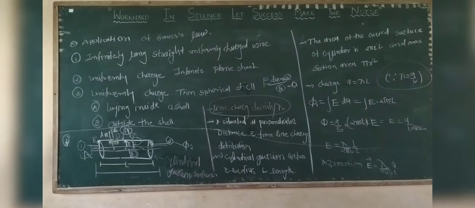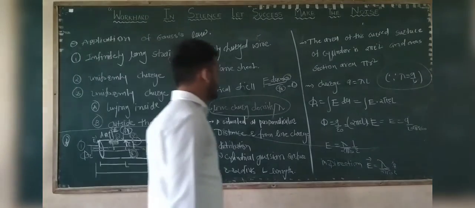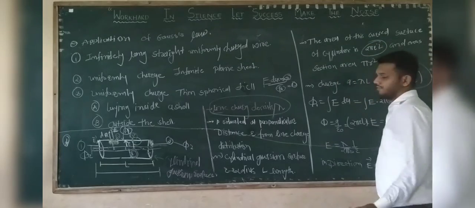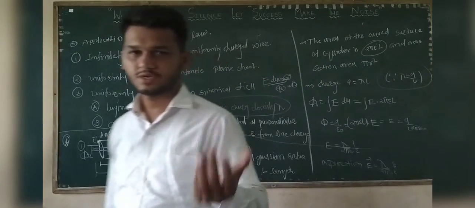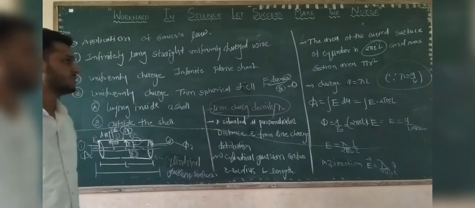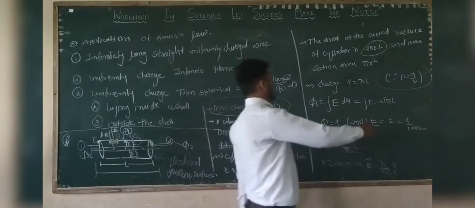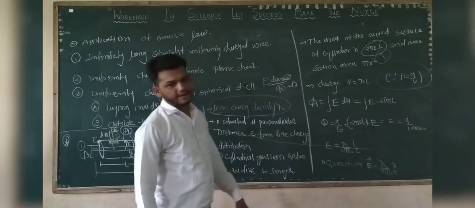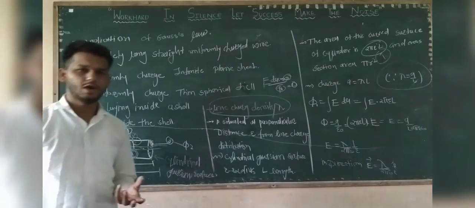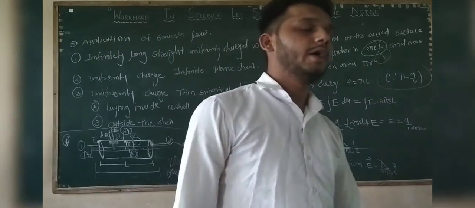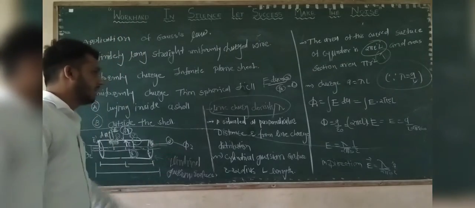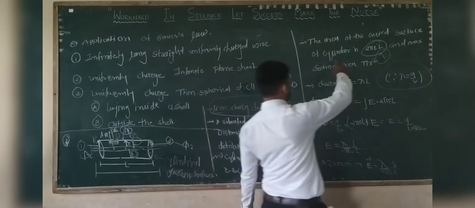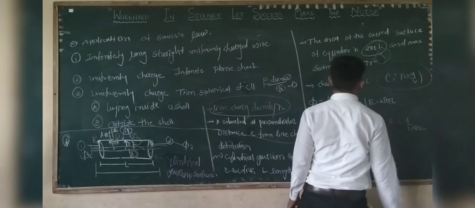The area of the curved surface of the cylinder is 2 pi r l. Why 2 pi r? Whenever we are talking about a cylindrical surface, we have to know the area of the curved surface. It is the formula for measuring the area of the cylindrical surface. So we can write the cylindrical surface area equals 2 pi r l.